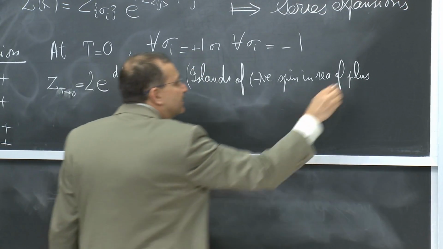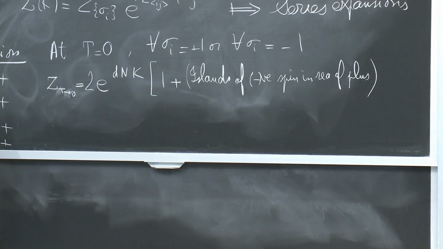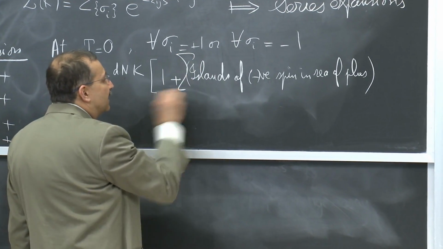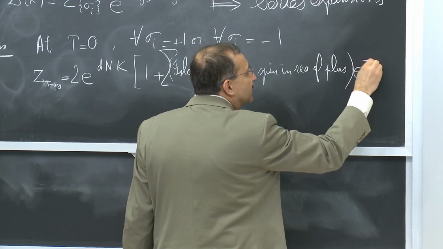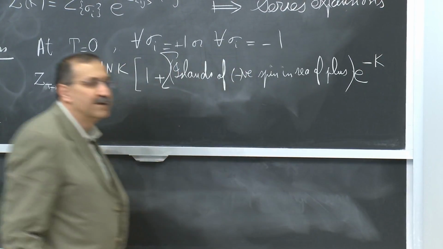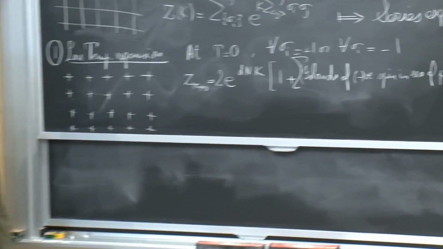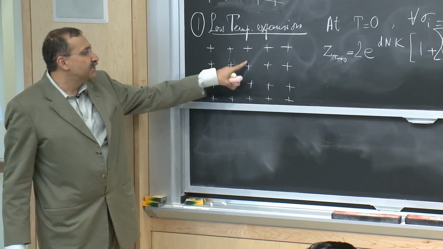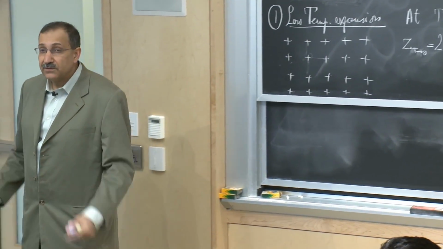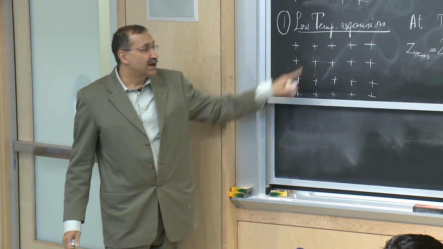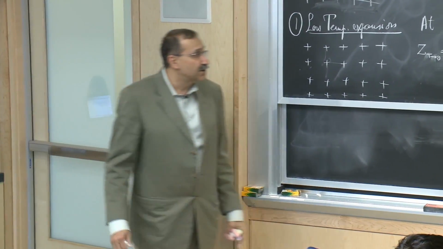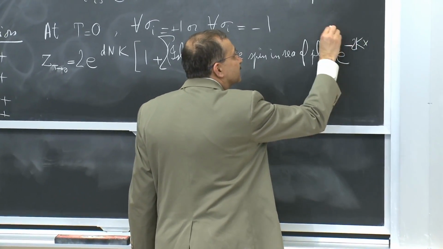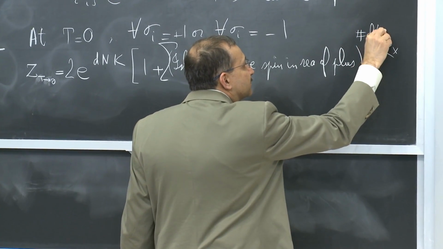And these islands will give a contribution that is going to be exponentially small in K, and something to do with the bonds that I have broken. And by broken, I mean gone from the high energy, highly satisfied plus plus state to the unsatisfied plus minus state. In fact, 2K times the number of broken bonds.